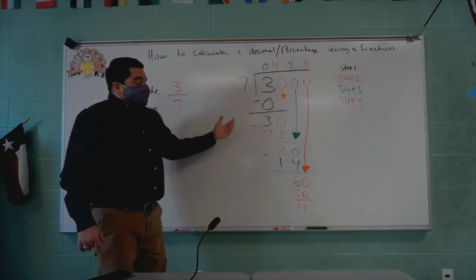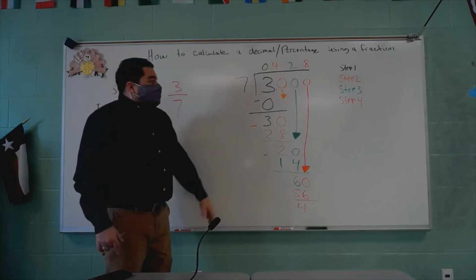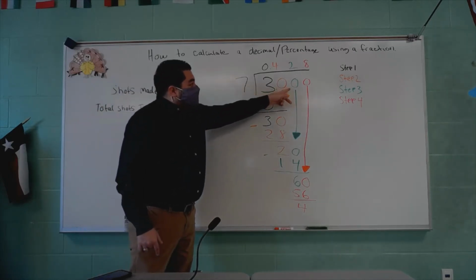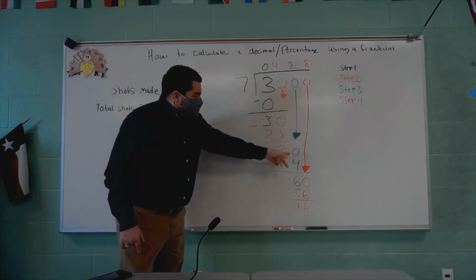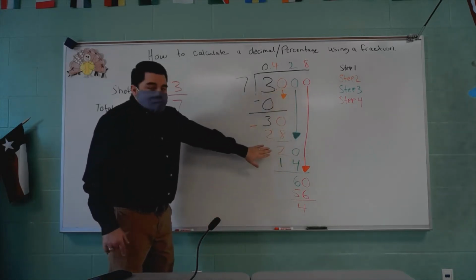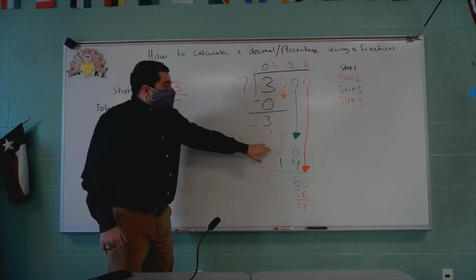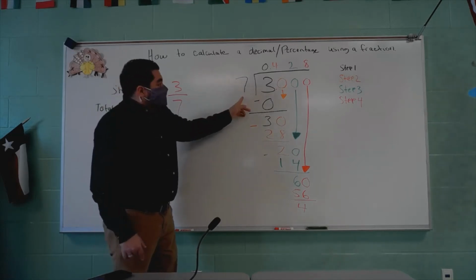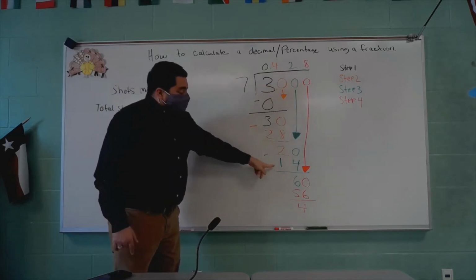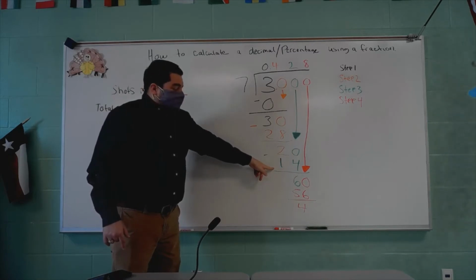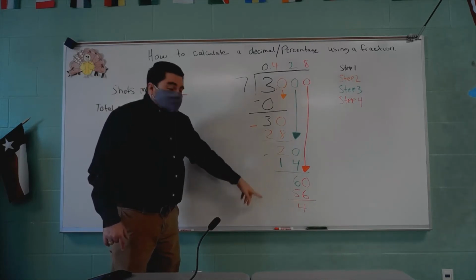The 7 going into 2, well, same thing again, it doesn't. So we have to come back over here, add another 0, and bring it all the way down right here. So now we have 20. 7 times 2 equals 14. Same process. 20 minus 14 equals 6.